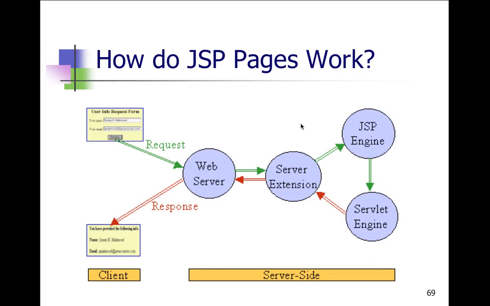So what we're looking at here is a request, and this is a form. You can't see it, but it says user task request form. It's a form somebody filled in. They pressed a submit button. The request went to the web server. The web server used the server extension to load up the JSP engine to compile that page to a runnable program, ran it through the servlet engine, sent it back to the server extension, which sent it back to the web server that sent the computed output to the client. That's really how JSP is working.